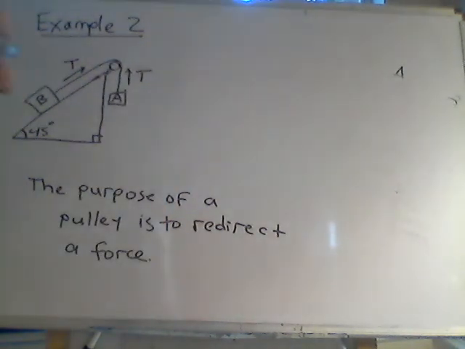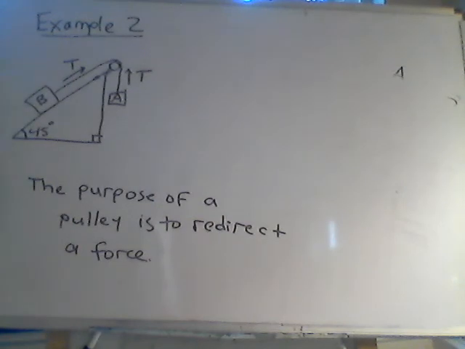If the pulley was not massless and frictionless, then the tension force would not be the same. All right, so again, given that the pulley is massless and frictionless, the tension on either side of the pulley, the tension throughout the entire cable, will be the same.